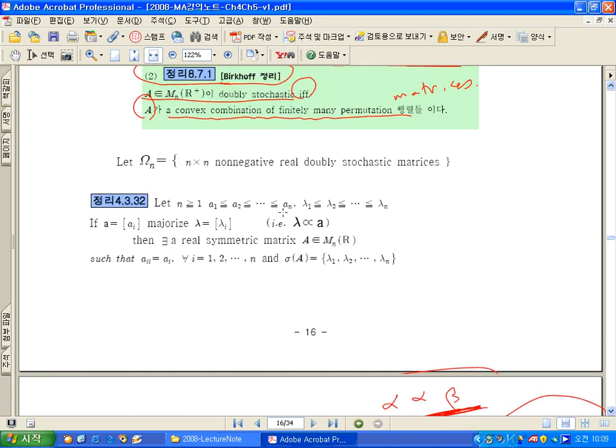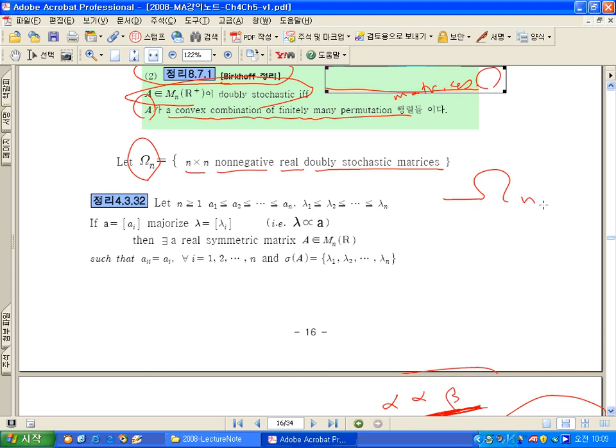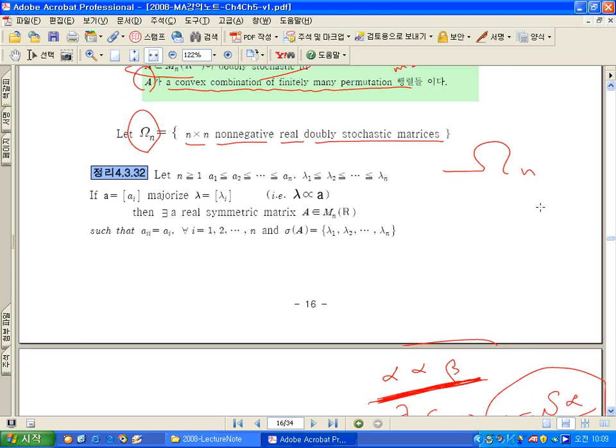Okay, anyway. So the set of n by n non-negative doubly stochastic matrices is denoted as omega n. So omega n is the set of non-negative doubly stochastic matrices of size n.